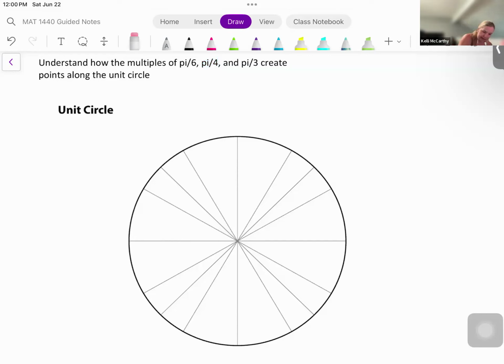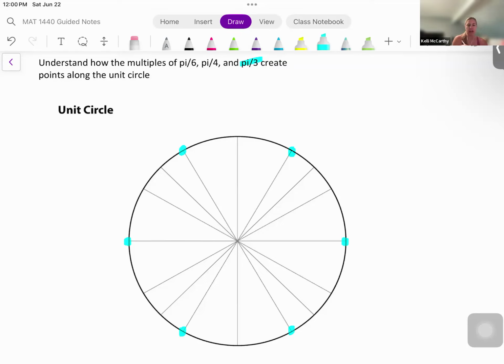All right, and last, let's look at pi over 3. Pi over 3 is bigger than pi over 6, so it's that bigger segment. So from our positive x-axis all the way up to this point, that's pi over 3 or 60 degrees. So there's 1 pi over 3. Here's 2 pi over 3, 3 pi over 3, 4 pi over 3, 5 pi over 3, 6 pi over 3.